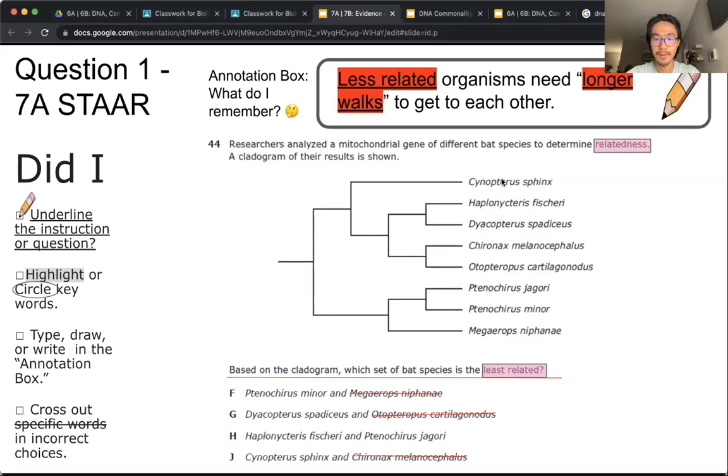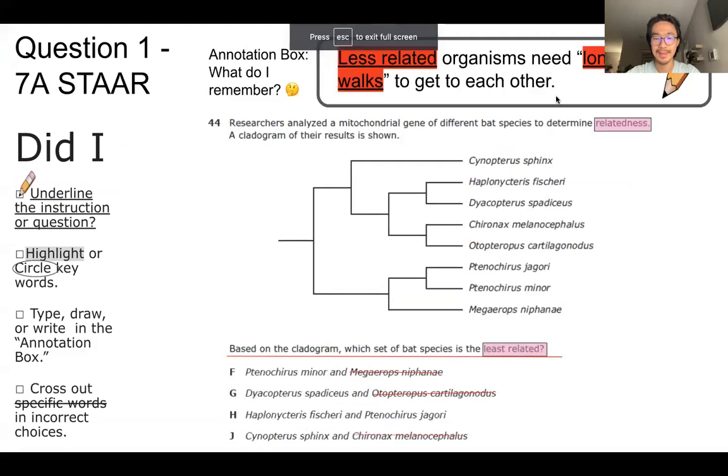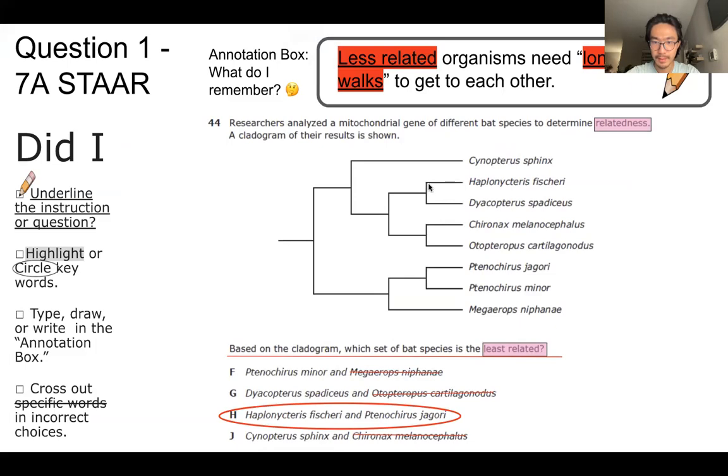Give me just one moment. Now let's look at H. Going from here to here. That's a much longer walk. So this is the longest walk out of all four options. So that means H is the least related. Remember, less related organisms tend to need longer walks.